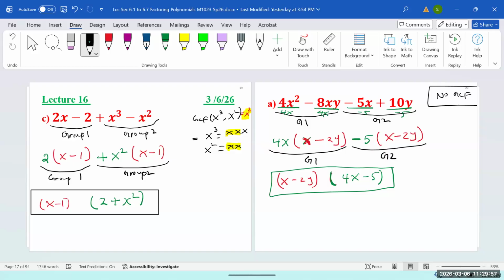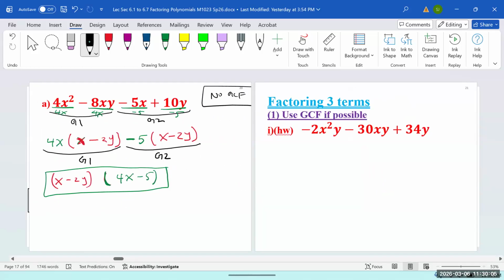Any other questions? So that's how we factor 4 terms, and there's only one question in the exam. And now comes 3 terms. For 3 terms, there are 4 choices, 4 ways. The first one is always GCF. Anytime you are supposed to factor anything, you always should look for GCF.